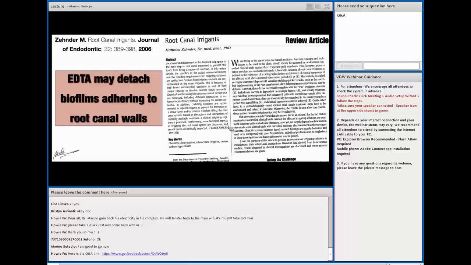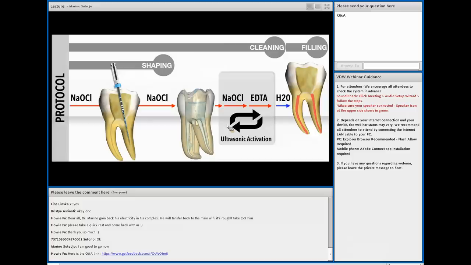So for me, I would rather say EDTA has no bacterial effect, although it has a bacterial effect, but it's very low in numbers. I'm going to say that EDTA mostly is to remove our smear layer because it can detach the biofilms that have adhered to our root canal walls. If we use EDTA, we can have a better cleaning when using sodium hypochlorite. So EDTA will remove the smear layer, and sodium hypochlorite will work to clean and digest all the tissue.